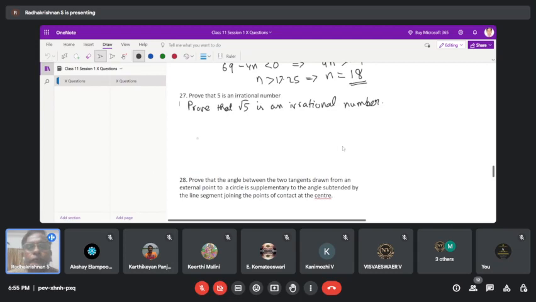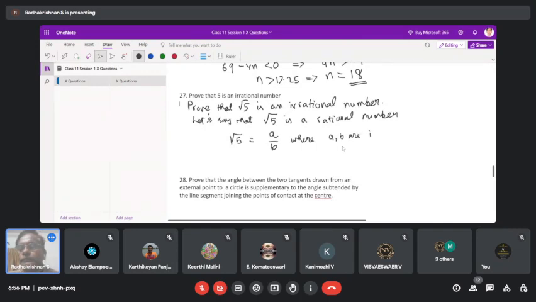Okay, now root 5. Let us say that root 5 is not an irrational number. Okay, it is a rational number. Let us say that root 5 is a rational number. Then we can express root 5 equal to a by b, where a and b are integers, and also not co-prime or co-prime.